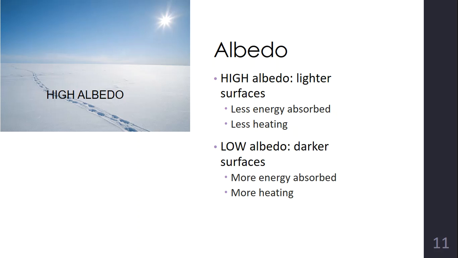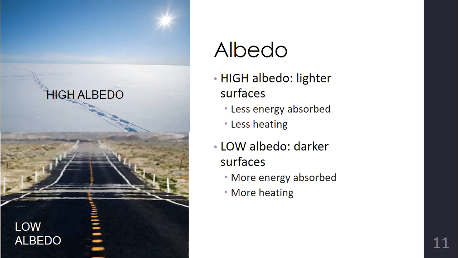Low albedo is darker surfaces, more energy is absorbed, you get more heating, right? So the pavement on a hot summer day will get much, much hotter than the surrounding desert that's next to it over here, because it is going to absorb much more light.